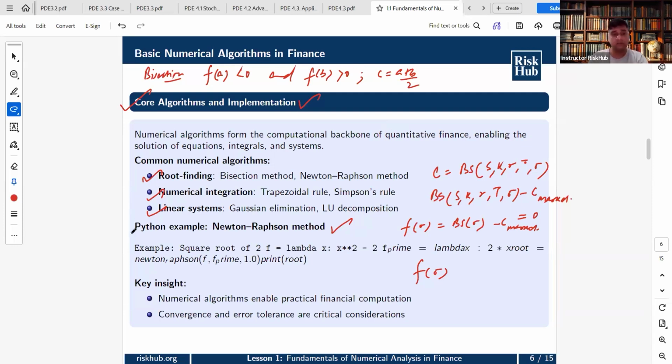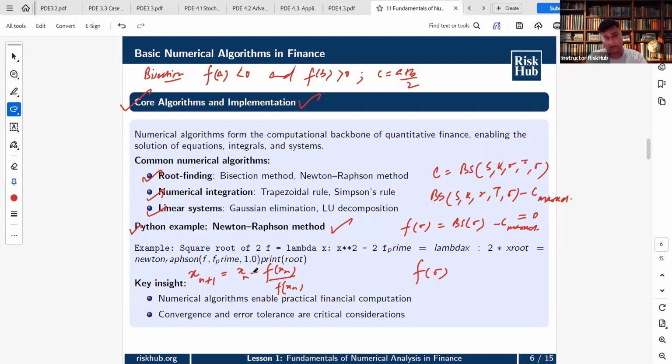Then we have the Newton-Raphson method. Newton-Raphson is faster but less stable, because x(n+1) equals x(n) minus f(x(n)) divided by f prime of x(n). Here x(n) is the current guess, x(n+1) is the next improved guess, f(x(n)) is the function value at the current guess, and f prime of x(n) is the derivative, the slope at the current guess.